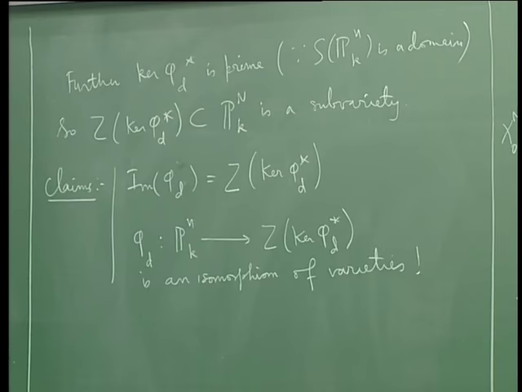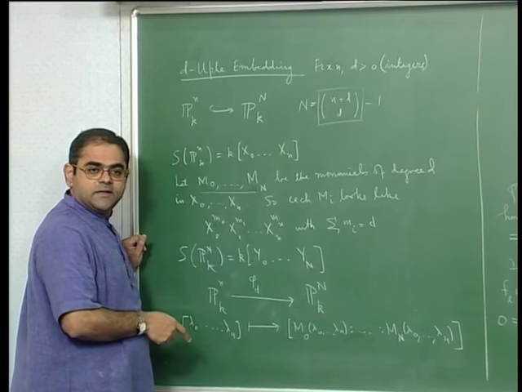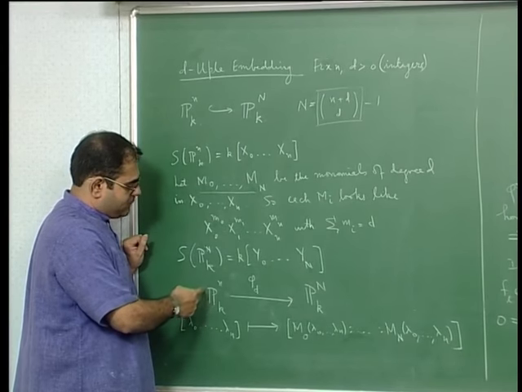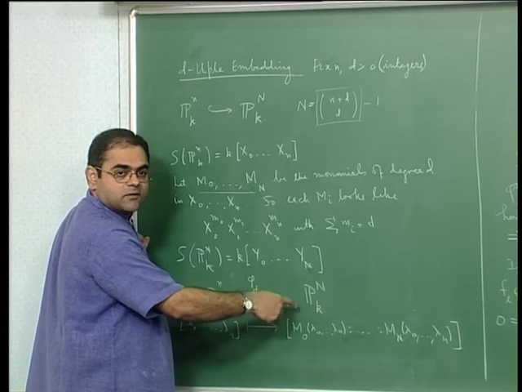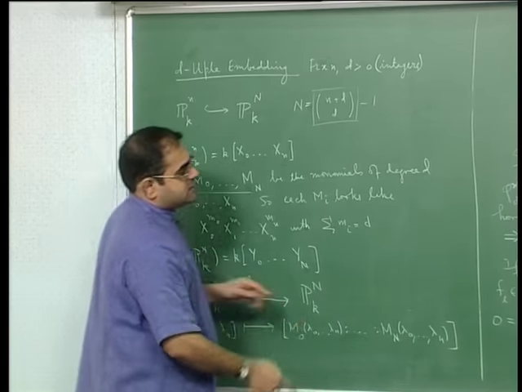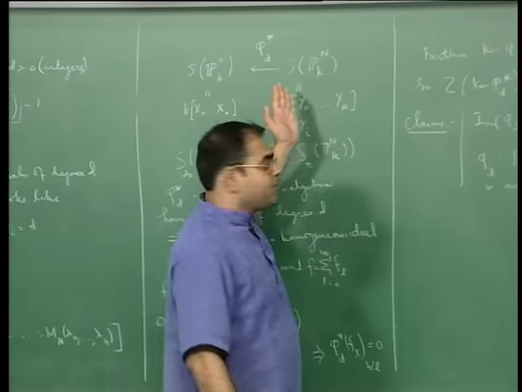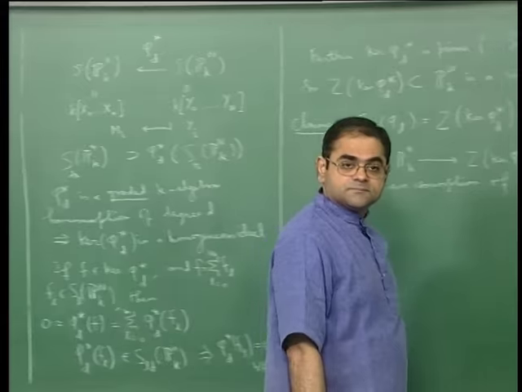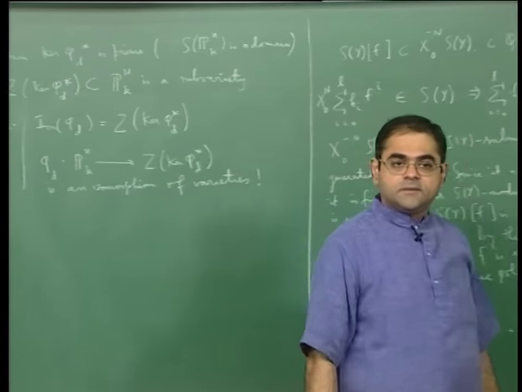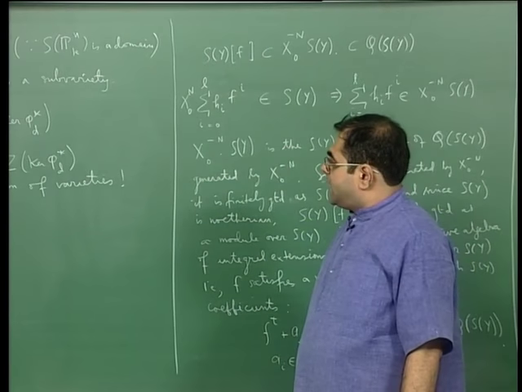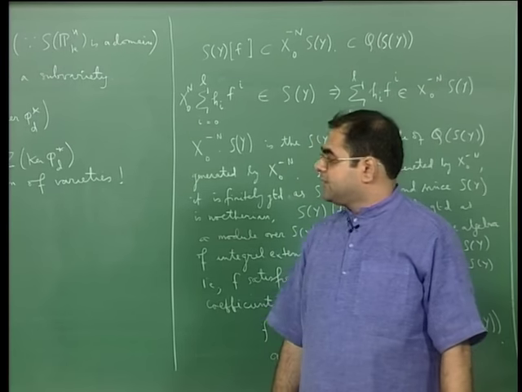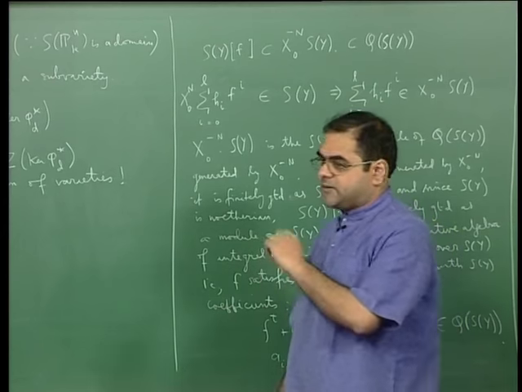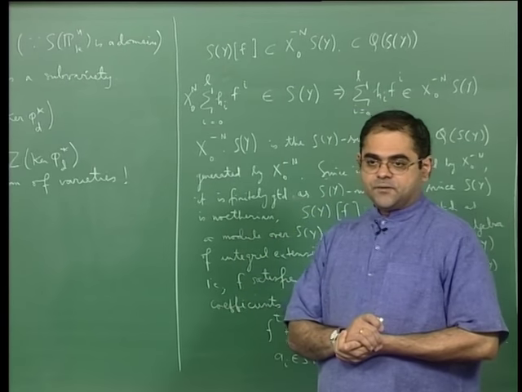So this is the claim. The claim is that this phi d, the so-called d-uple embedding, maps projective space isomorphically onto a closed subvariety, and that closed subvariety is nothing but the zero set of the kernel of this homomorphism. This is a claim that requires a little bit of computation.